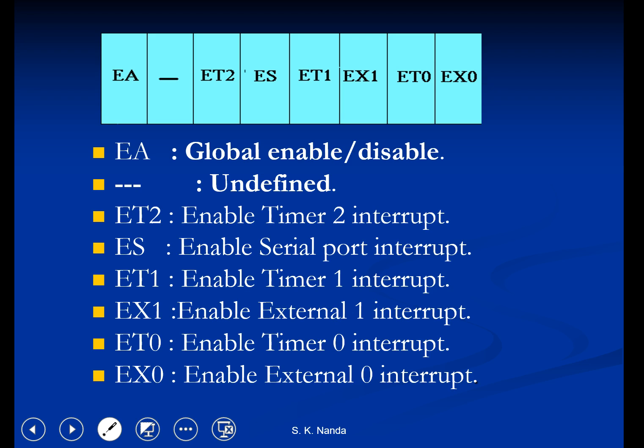ET1 enables or disables the timer 1 overflow interrupt. ES is enable or disable the serial port interrupt. Then ET1, EX1 is to enable and disable the timer 1 overflow interrupt, or if it is EX, then it is to enable or disable the external interrupt. Similarly, ET0, EX0 is for the timer 0 overflow interrupt and external interrupt 0.